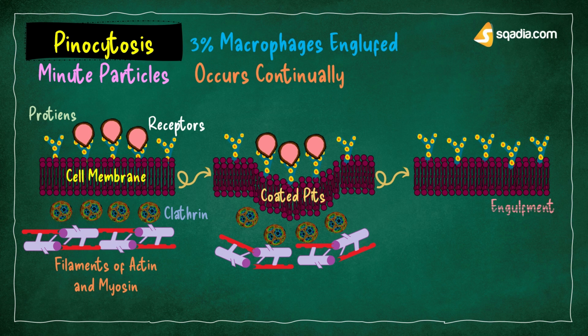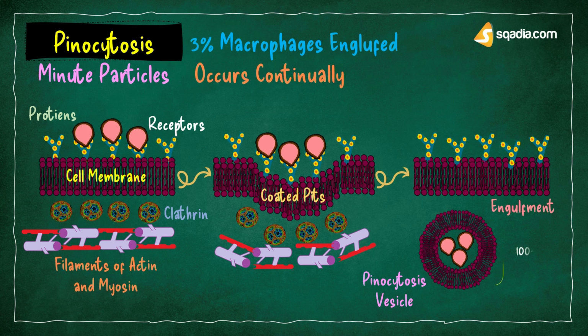An invaginated portion of the membrane breaks away from the surface of the cell, forming a pinocytotic vesicle inside the cytoplasm of the cell. Pinocytotic vesicles are so small, usually only 100 to 200 nanometers in diameter, that most of them can be seen only with an electron microscope.